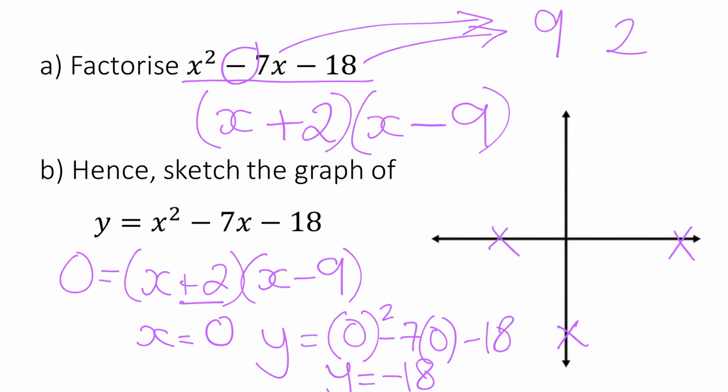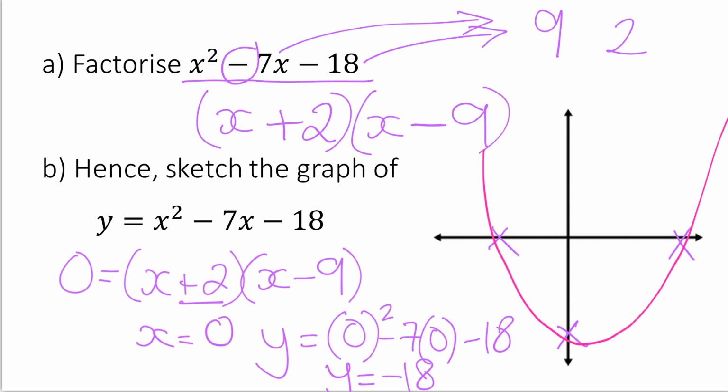Once we've done that and we're happy, we join them up with a smooth curve, and this doesn't have to be perfect. And the final thing that you need to do is remember to label the points that you've crossed the axes at. So we're at minus 2 here, 9 here, and minus 18 down here. And that's the question finished.